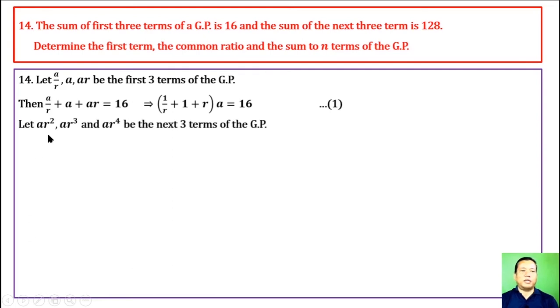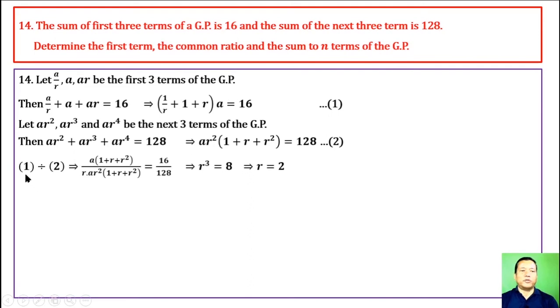And ar square, ar cube, and ar power 4 are the next three terms of the GP. Their sum is also given. Taking out ar square, we get this, which is equation 2. Equation 1 divided by equation 2, we get this by this, and the right side is 16 by the given sum.